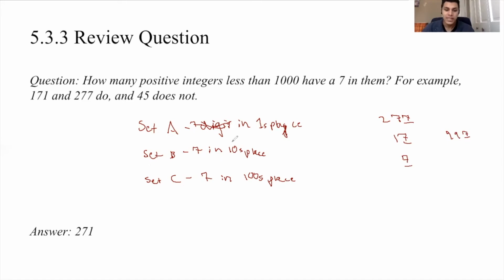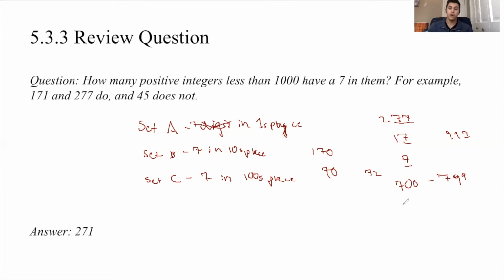Set B has to have a 7 in the tens place, so it could be 170. It could also be 277. It could be 70, and it could be 72. Those are just some examples. And set C is all the numbers that have a 7 in the 100s place. And that's simple. It's any number that is in the 700s, so any number from 700 to 799. All right. So now we can use the inclusion-exclusion principle, because we have 3 sets, and we're trying to find the amount of numbers in the union of these 3 sets.